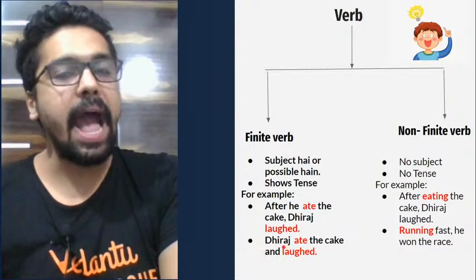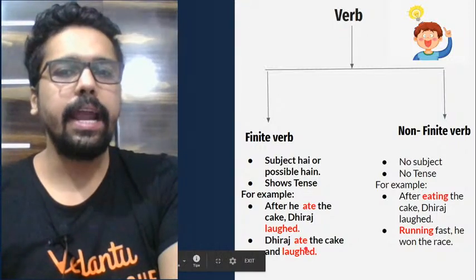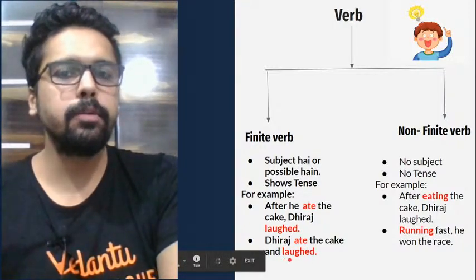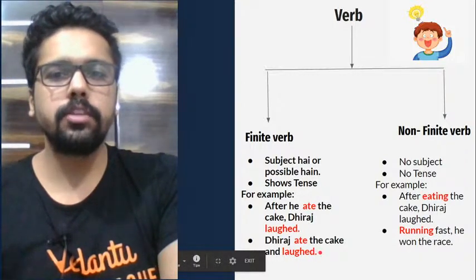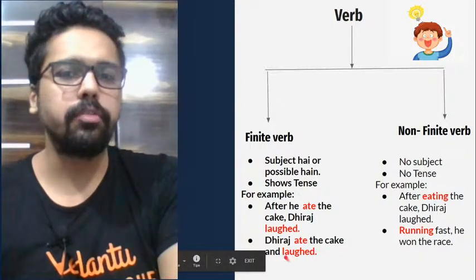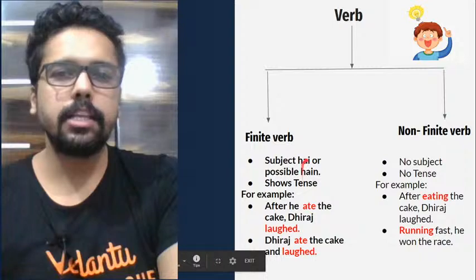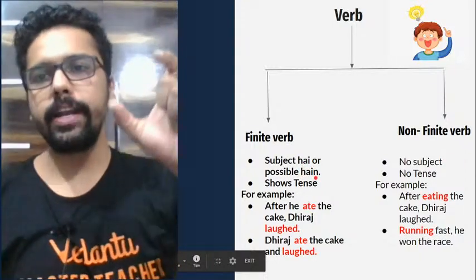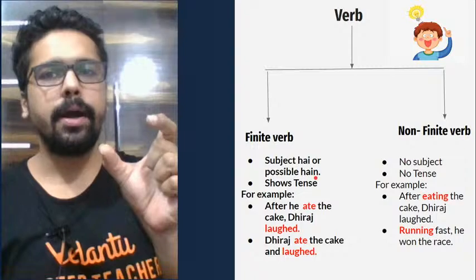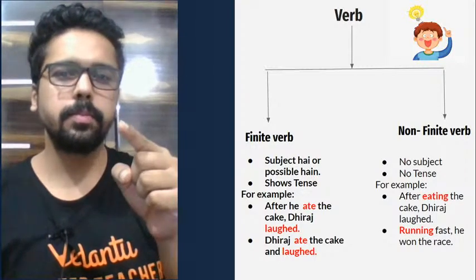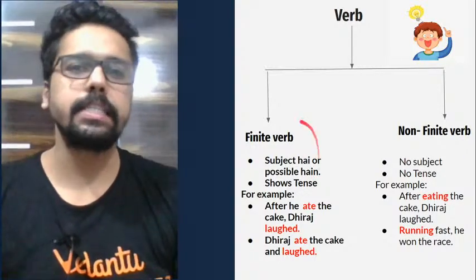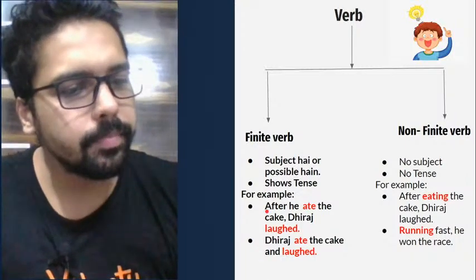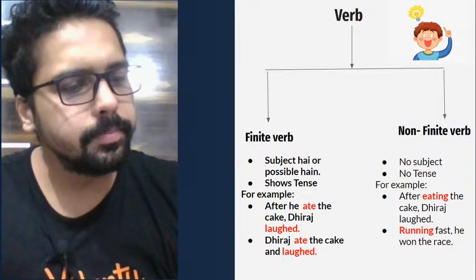Look at the second example here. Dhiraj ate the cake and laughed. So again, ate has a subject, Dhiraj, and before laughed there is no subject, but using a subject is possible. So: Dhiraj ate the cake and he laughed. I can add he here, right? That's what is written: subject hai or possible hai. Matlab, either the finite verb already has a subject or using a subject before it is possible, and it definitely shows tense. So that's what a finite verb is. Okay, I hope this is clear.